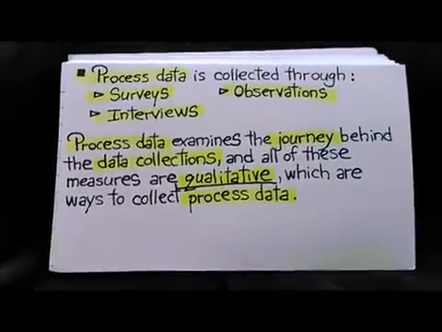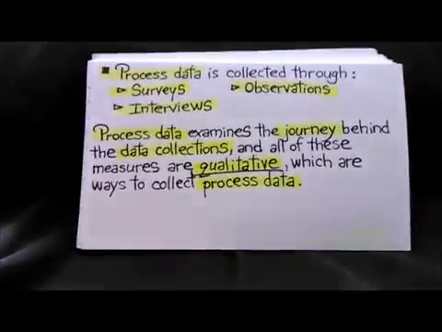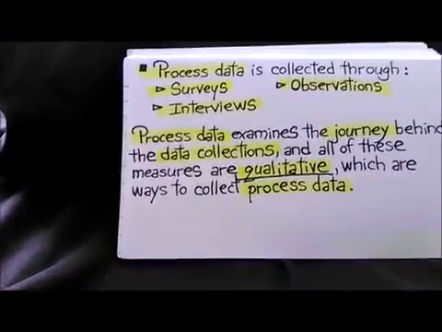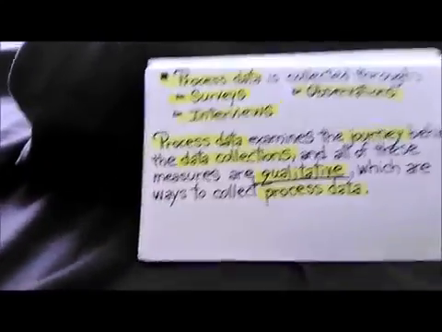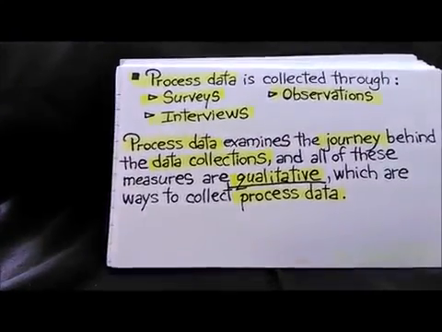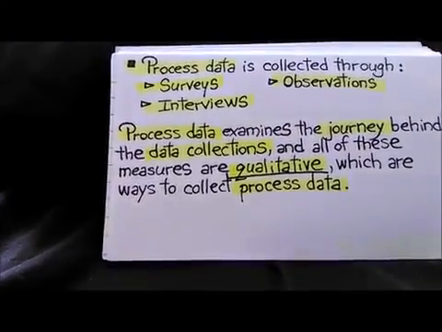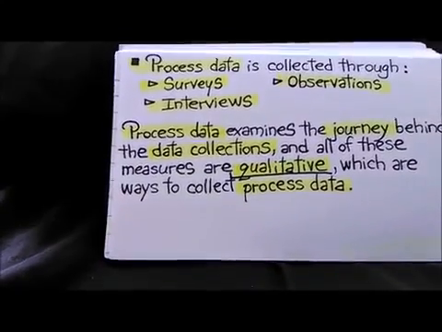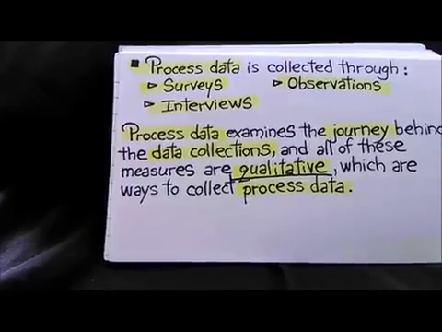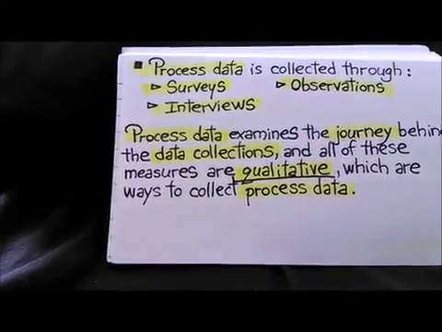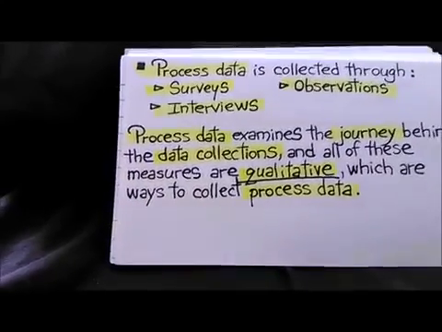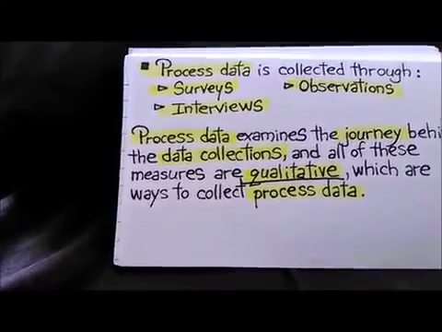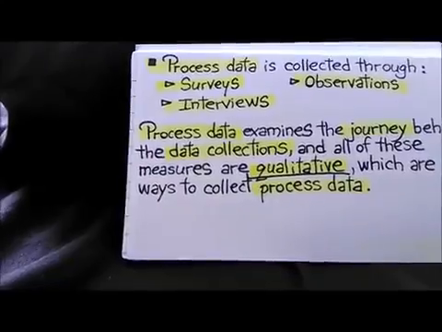Process data. Okay, I left off in process data, so we will continue from here. Process data is collected through surveys, interviews, and observations. Process data examines the journey behind the data collections, and all of these measures are qualitative. Remember quality, which are ways to collect process data. What is a process? Okay.